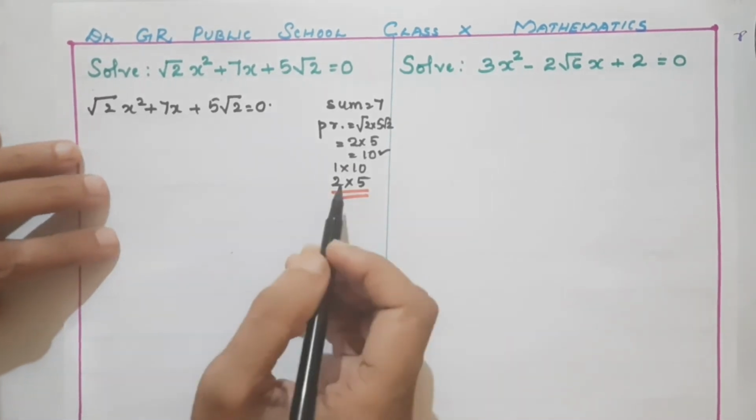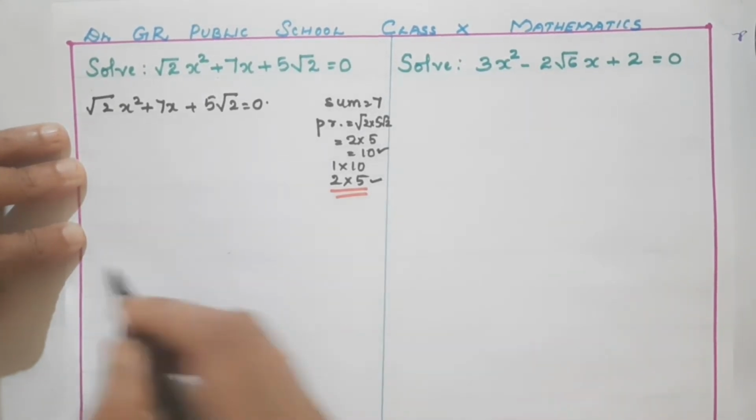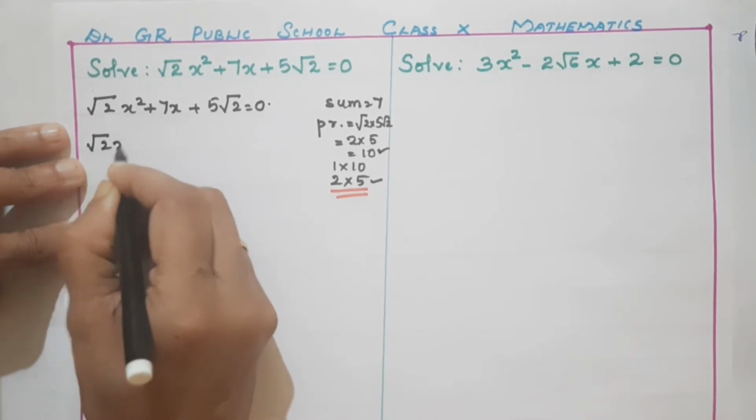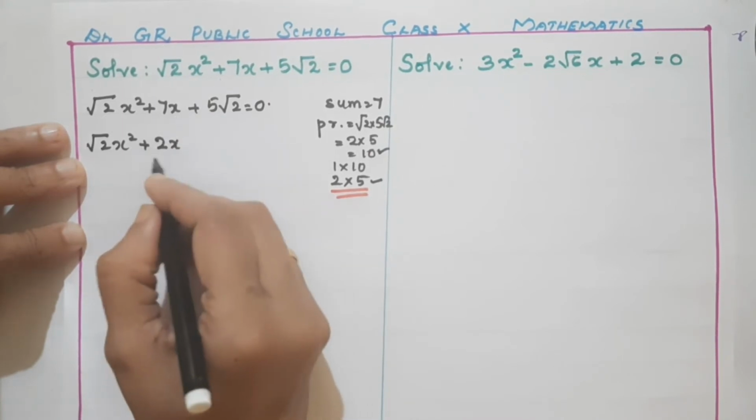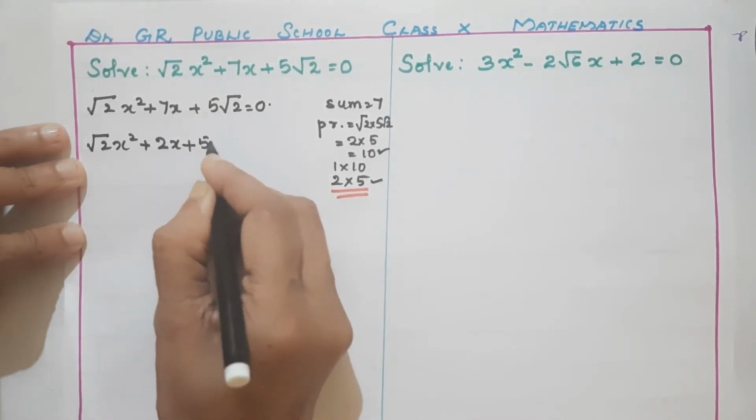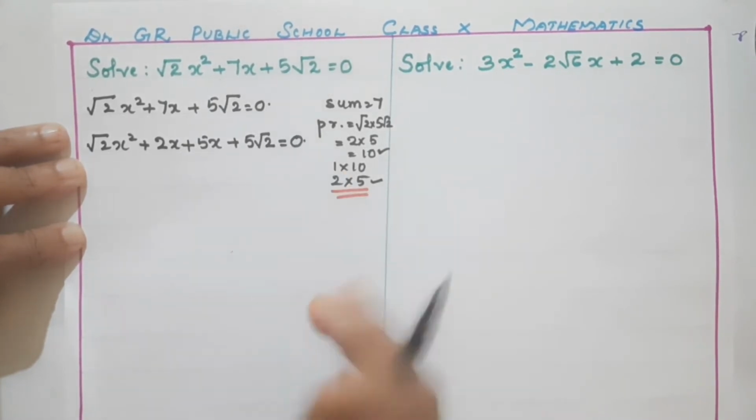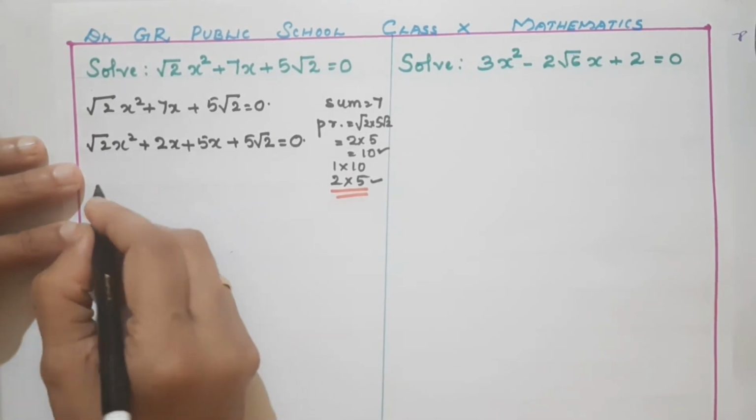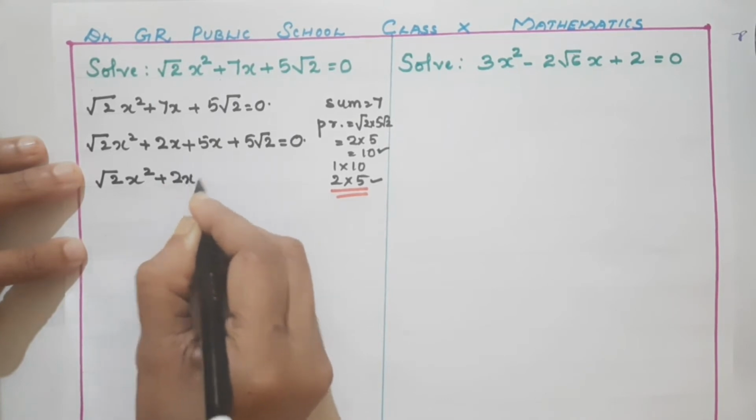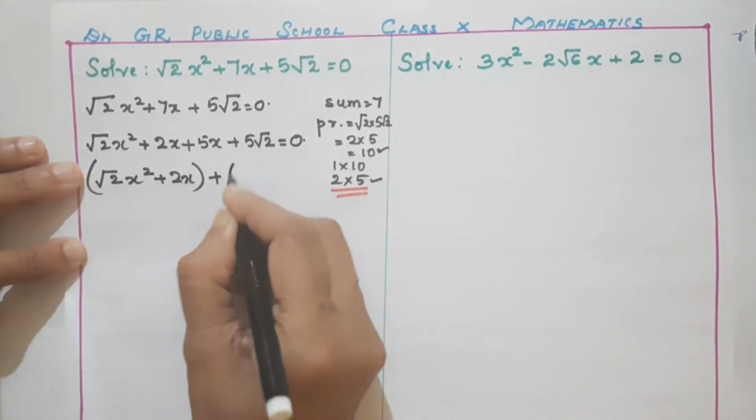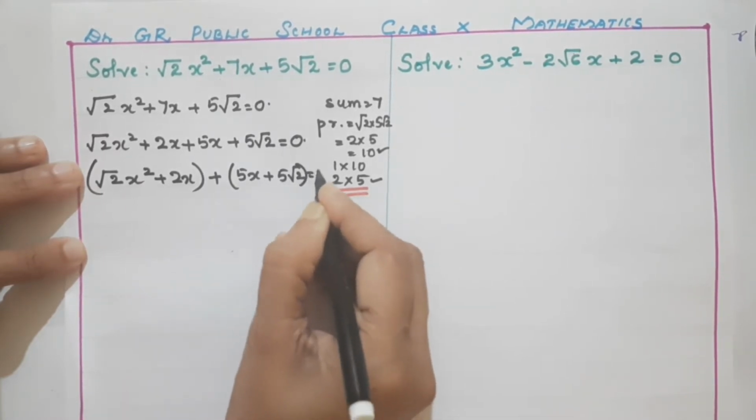Then same procedure we are doing. We are splitting the middle term by using these numbers. So root 2x square plus 2x. Instead of 7x we are writing 2x plus 5x. Then plus 5 root 2 equal to 0. Okay. Now grouping: root 2x square plus 2x is the first group, plus the second group 5x plus 5 root 2 equal to 0.